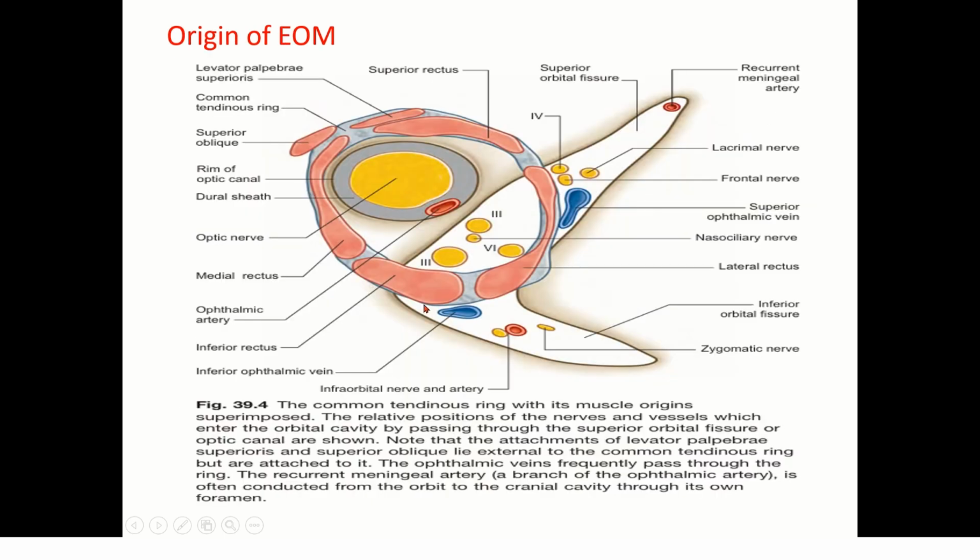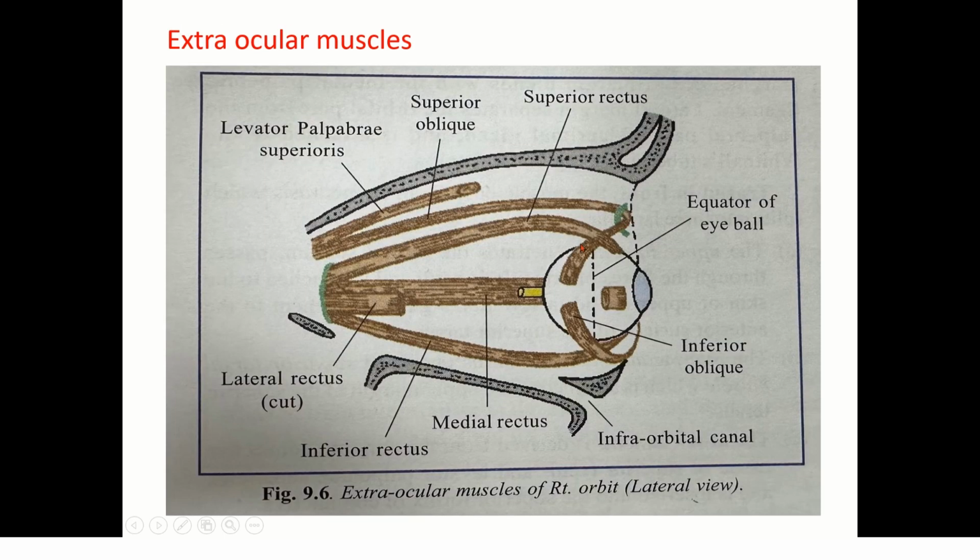And if you observe, the superior oblique gets inserted to the posterior-superior lateral quadrant of the eyeball, and the inferior oblique also gets inserted to the posterior-superior lateral quadrant of the eyeball, exactly opposite the superior oblique.